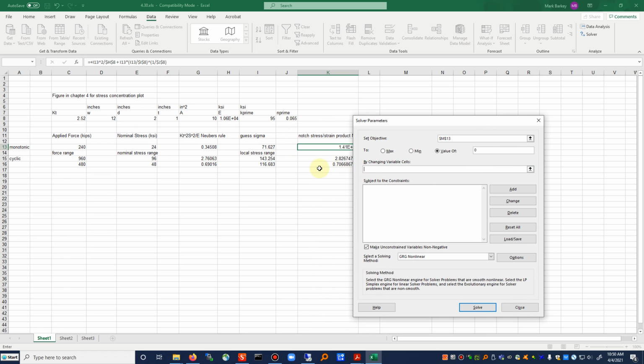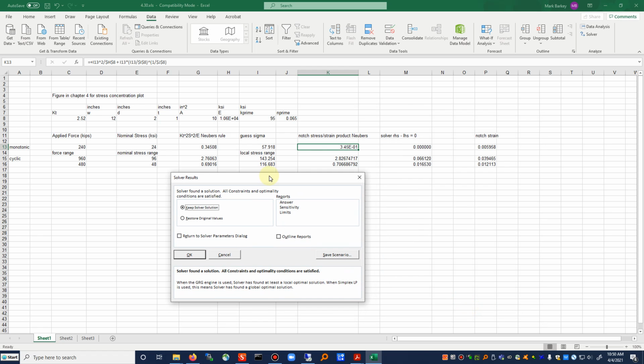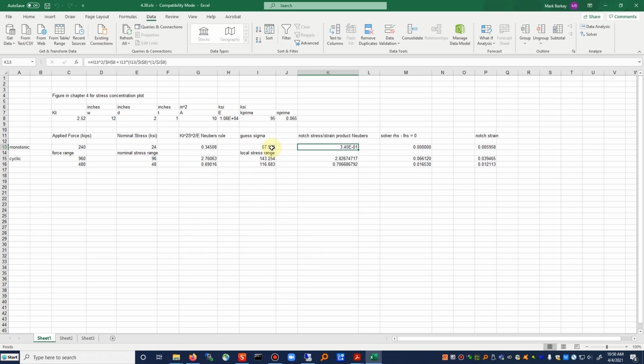I better get rid of that. There it is. Okay. And I don't really have any constraints. There are some options here. I think this is probably fine. And I'm going to hit solve. And this looks like it's probably okay. So I got 57.9, you can call it 58 for my sigma.